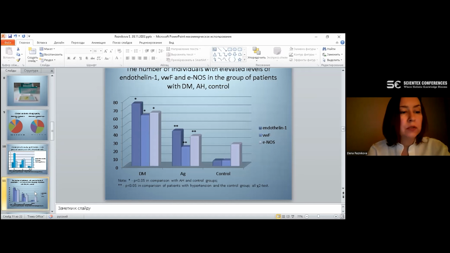The frequency of detection of elevated levels of endothelin-1 and von Willebrand factor in the main group was 76.6%. In the group of patients with hypertension and healthy individuals, similar indicators were significantly lower. The decrease in the level of NO synthase was most typical for patients with diabetes, in contrast to the group of patients with hypertension and healthy individuals.